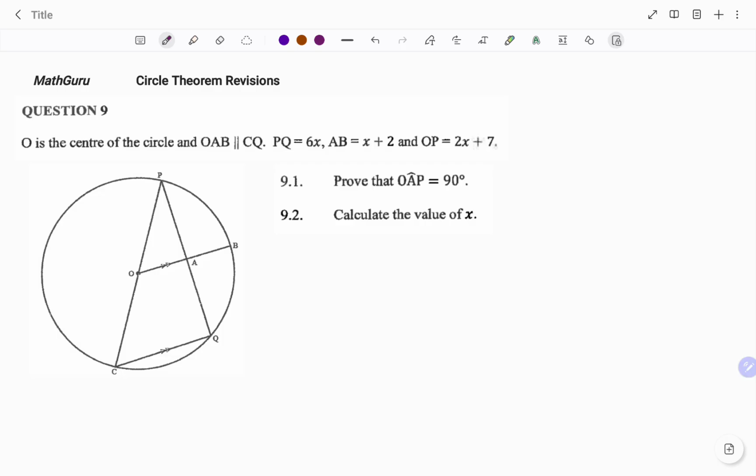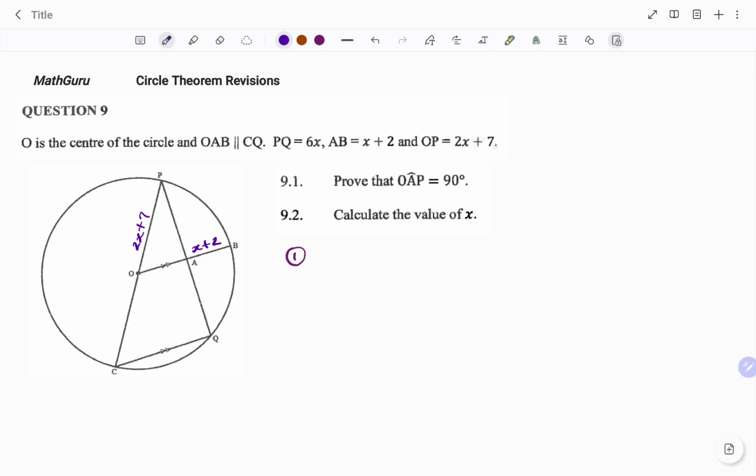Starting with the first part of the question, I'm going to start by labeling my circle. The line PQ, that's 6x, AB is x plus 2. I'm going to squeeze that in here. Then I have OP, 2x plus 7.